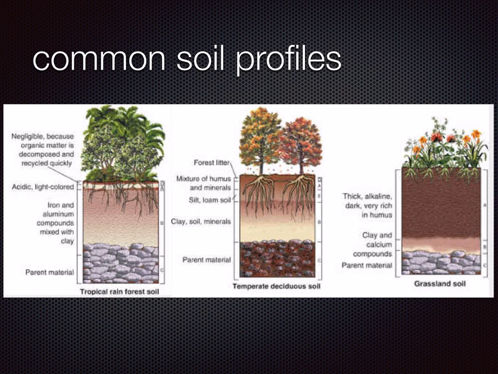In tropical rainforest soils, we have a very thin or negligible O horizon because organic matter is decomposed and recycled very quickly. But when we look at temperate deciduous forests, we have some O horizons, we have some forest litter that transitions into a mixture of humus and mineral soils. And this is pretty consistent over time, and the presence of the O horizon is a characteristic of these temperate deciduous soils. So you might want to ask yourself, why do we have such a difference in the O horizon between tropical and temperate forest ecosystems? Think about that, and we'll get to it in a moment.